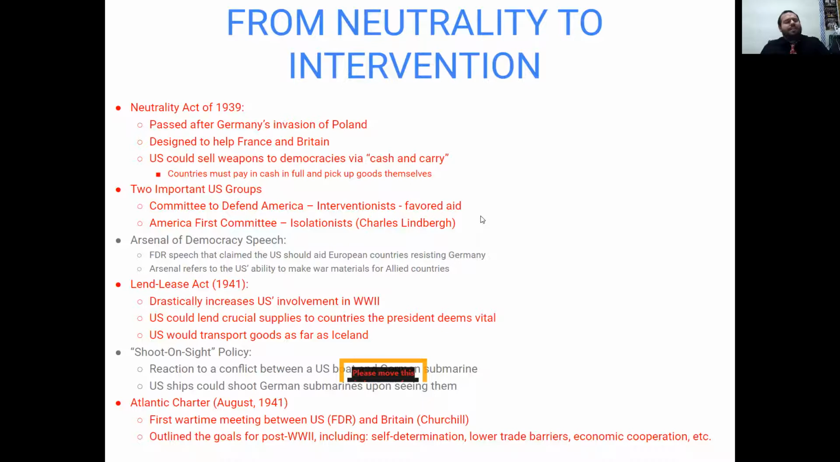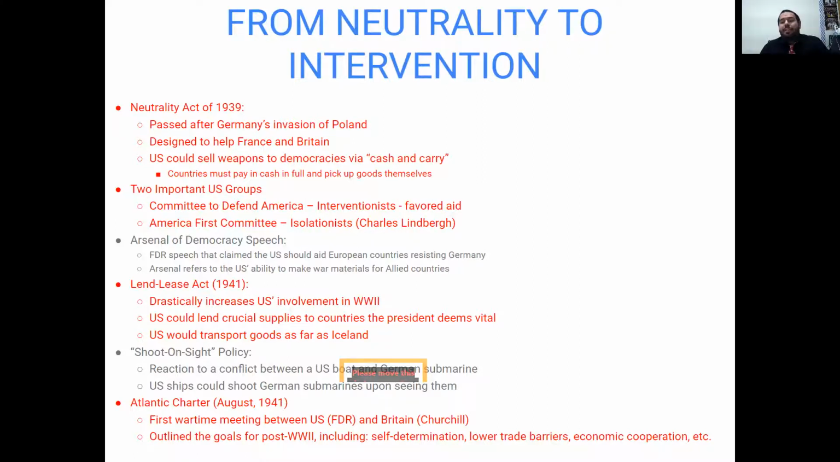So you have the Arsenal of Democracy speech given by FDR, where he claimed that the U.S. should aid European countries that resist German aggression. His arsenal refers to the U.S.'s ability to make war materials for allied countries to resist German aggression. You have the Lend-Lease Act in 1941, which drastically increases the U.S.'s involvement in World War II. The U.S. now could loan crucial supplies to countries that the president deems vital to the safety of America, which is, at this time, Great Britain and France.